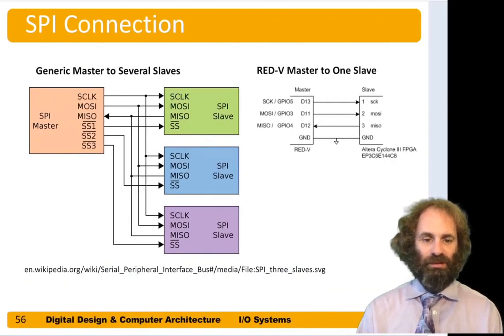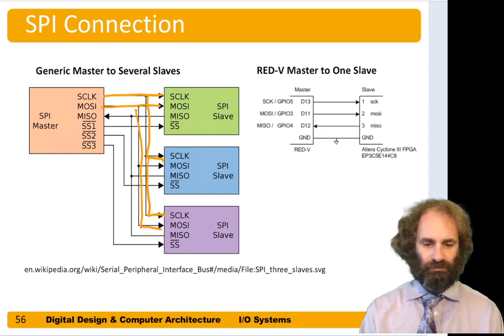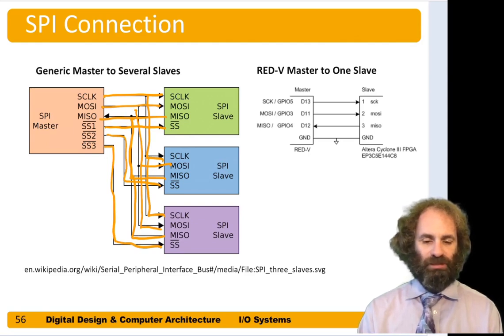Here's an example of a master talking to 3 different slaves. So the serial clock comes from the master and it goes to all 3 slaves. Same way, master out slave in goes to all 3 slaves. The master in slave out comes from all 3 slaves back to the master, but only one can be driving it at a time. All the others need to be tri-stating. So the master generates the slave select signals 1, 2, and 3 to indicate which slave should capture data from MOSI and respond with MISO.